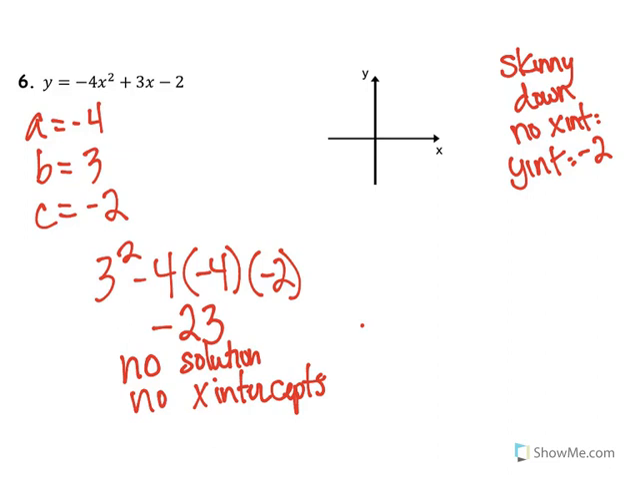Super skinny, like -4. Oh my gosh, you guys, super skinny. Skinny, going to the right. I don't know. Anyways, that's just approximate. All right, let's go to number 7.